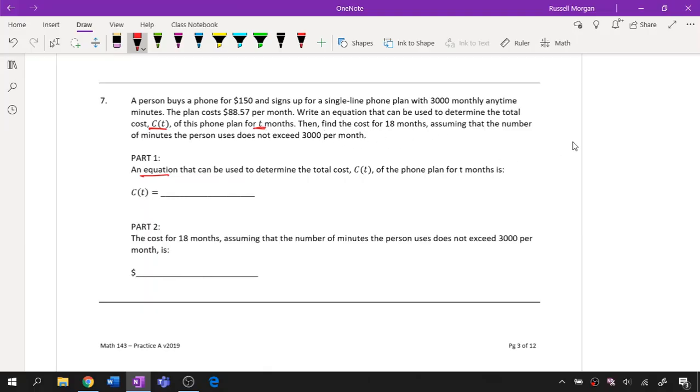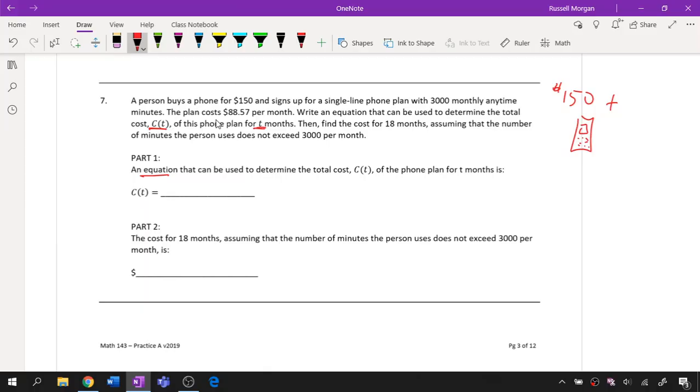So let's think about this. First, you got to buy the phone, right? You got to buy your phone. That's my phone. And that's 150 bucks. So we're guaranteed to spend at least 150 bucks. Plus, we're going to be spending some more money. We got 3,000 anytime minutes. Okay, I don't think that matters.